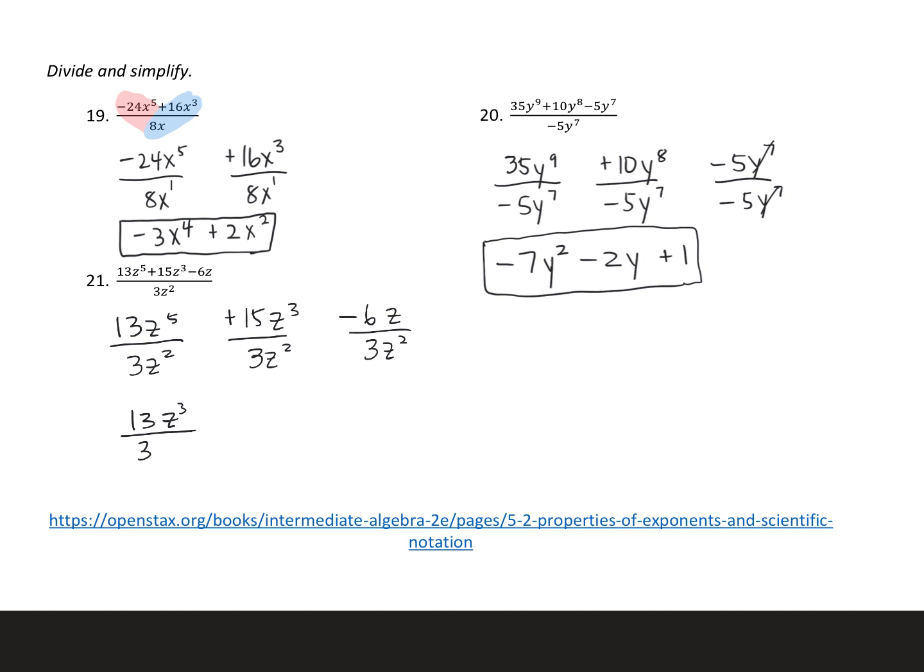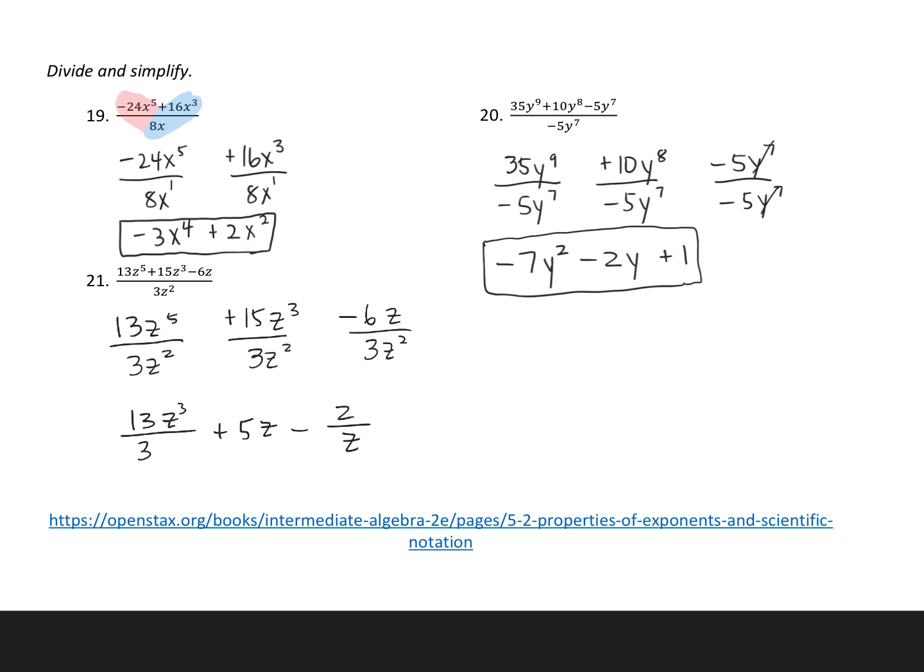15 divided by 3 is 5, so we'll have plus 5. There are more z's on the top. When we subtract, we get 1, so that'll be 5z. And then negative 6 divided by 3 is negative 2. But here, there are more z's on the bottom. So I'm going to end up having a fraction. 2 is on the top, but z will be on the bottom.